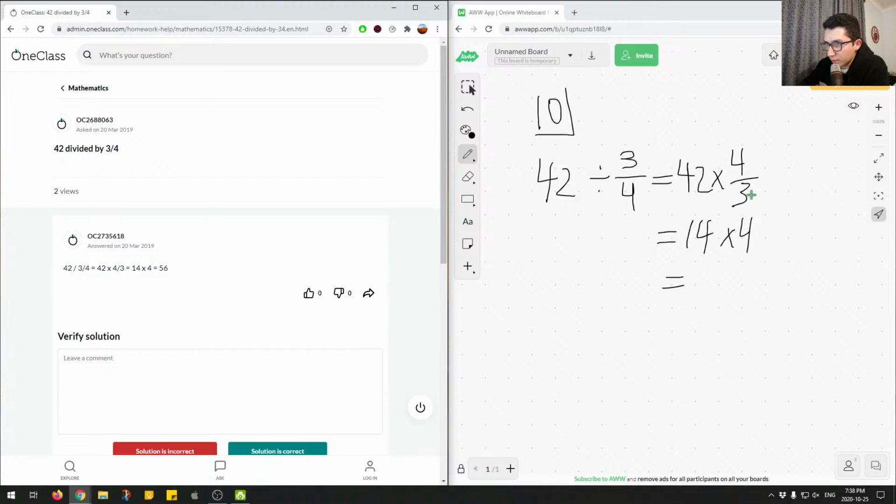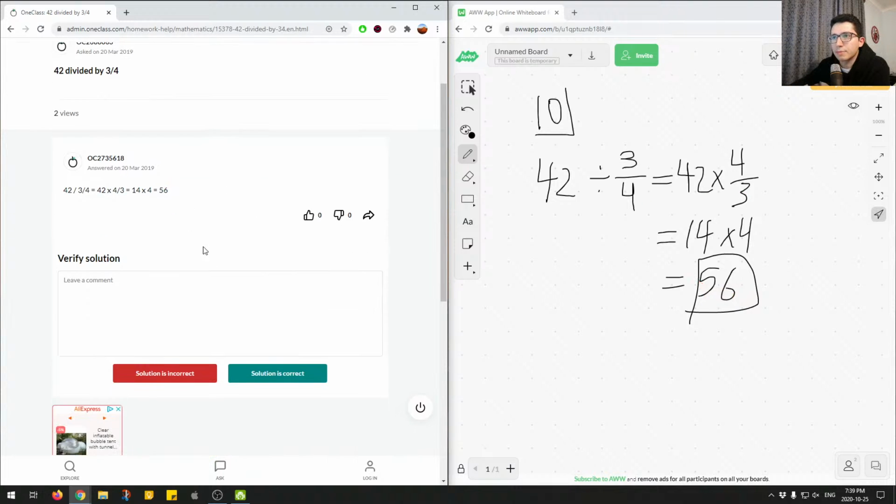So we're left with 14 times 4. If we think about it, 14 plus 14 is 28, and 28 twice is 56. And we end up with the correct answer of 56. So this answer is correct. So great job. Correct answer. And we'll mark this as correct.